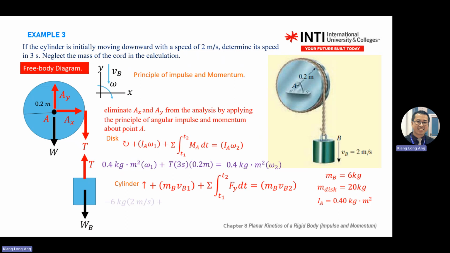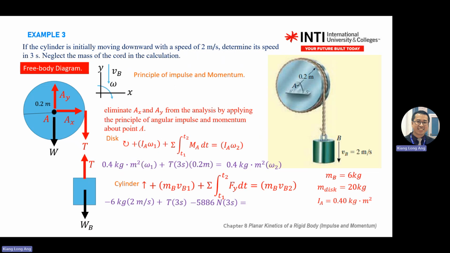Equation is still the same. So for the cylinder, how does the cylinder move? Straight line. Straight line, then you use the linear principle of impulse and momentum. This is linear. This is rotation. So this one is in the general plane. In general plane motion, this one does not move, so the translation component you cancel. This object doesn't move left, right, up, down.